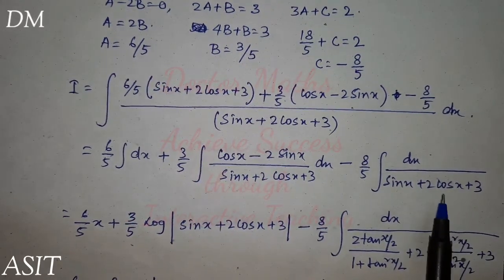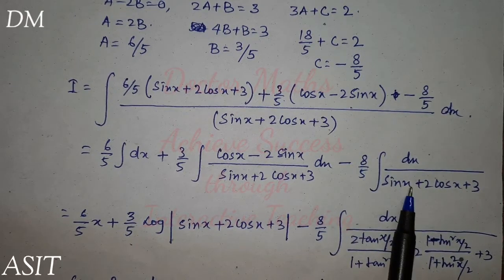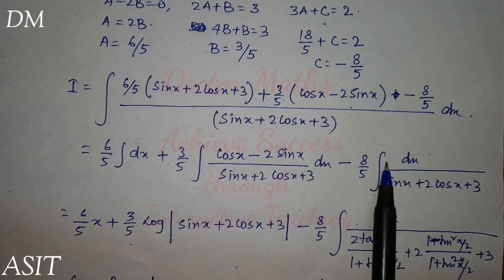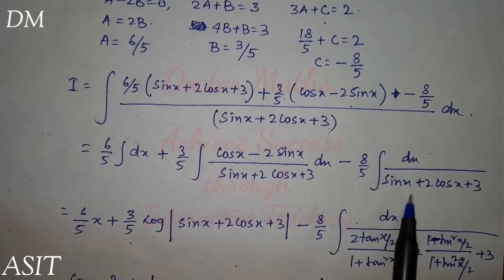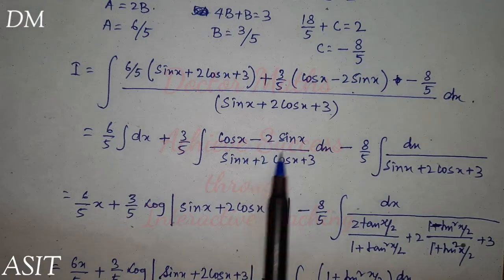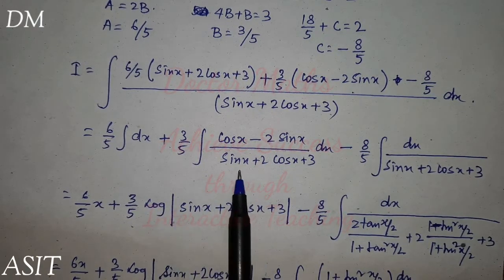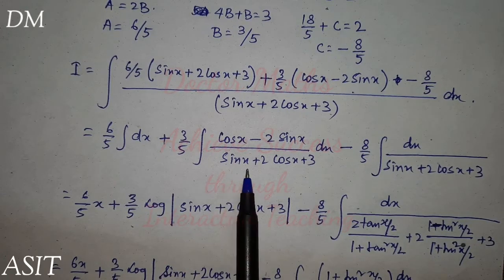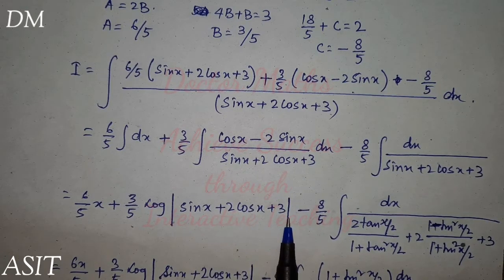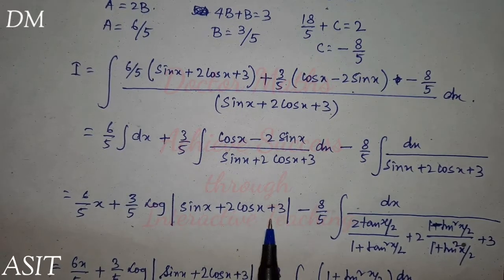Now in this kind of thing, again we need to apply the first method, because we can see in the numerator there is f dash x. So for the first method, for this integration we can directly write it is log mod fx. So here fx will be sin x plus 2 cos x plus 3. This will be 6 by 5 x. So these two integrations are done.